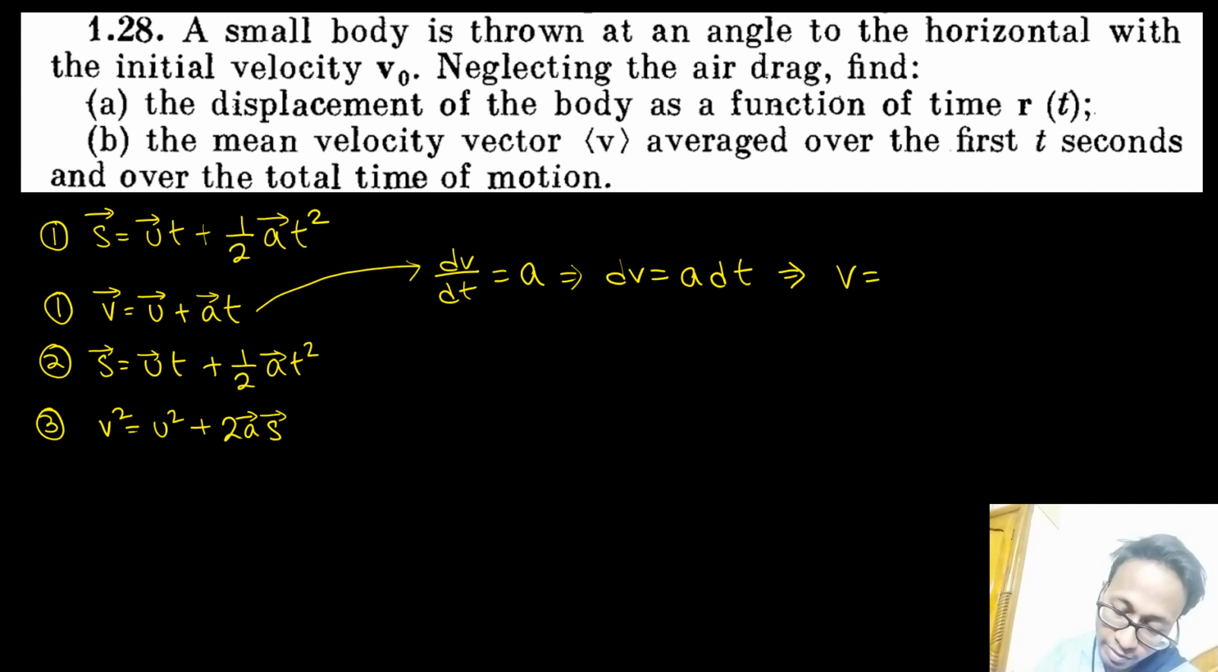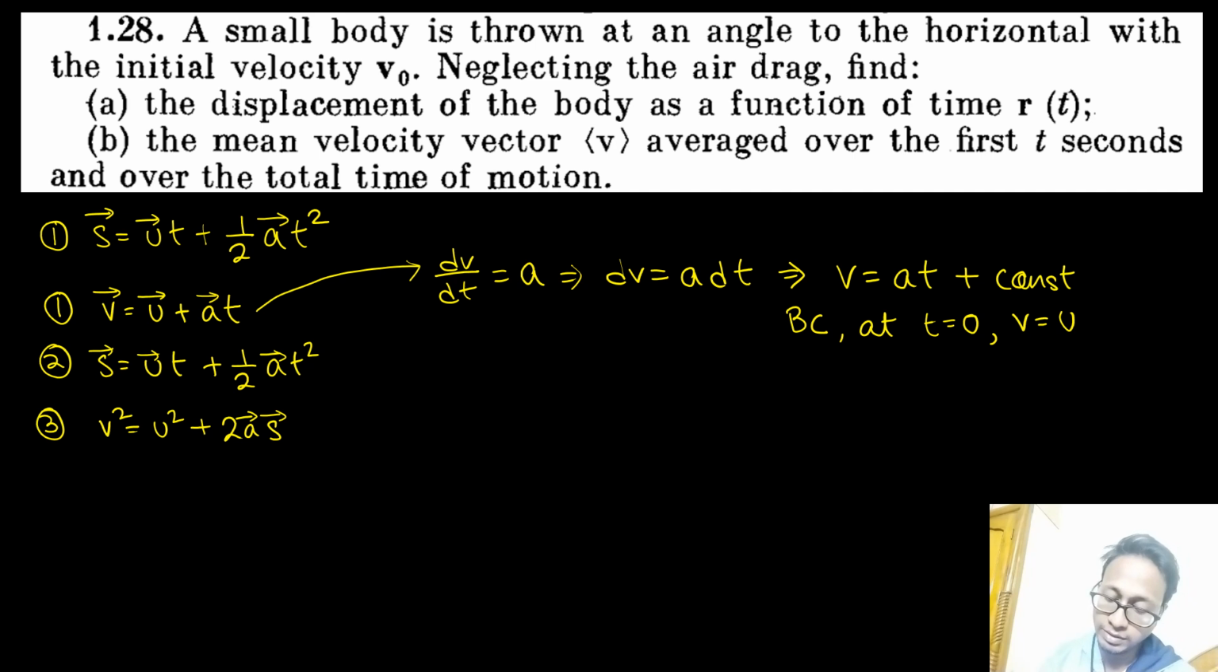Or v is equal to at plus some constant. Now to find the value of the constant, we need to put the boundary condition. The boundary condition here is that at initial time, at t equals 0, velocity is equal to initial velocity. If you put that boundary condition in this equation, we substitute v with u: u is equal to a into 0 plus constant, or the value of constant is equal to u.